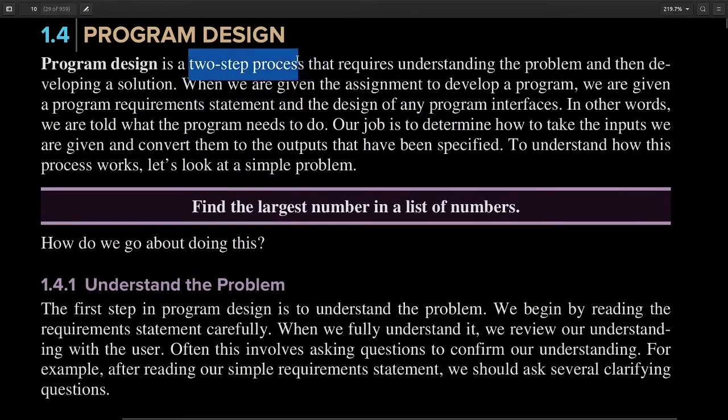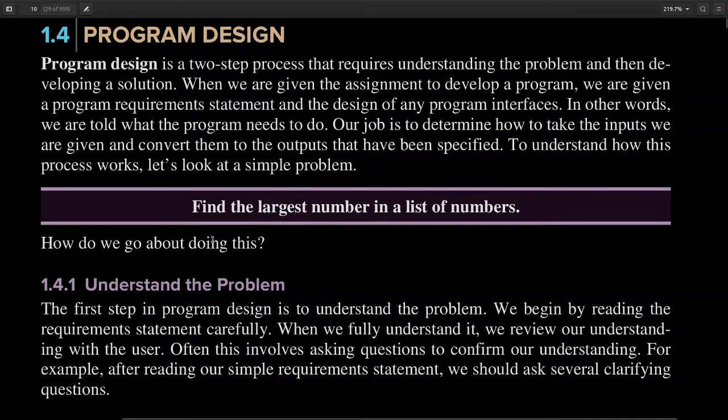It is a two-step process that requires understanding the problem, that is the first step, and then developing the solution for that problem. Let's say an example is given to you: you need to find the largest number present in a list of numbers. A list of numbers is provided to you and you need to calculate the largest number from that particular list.